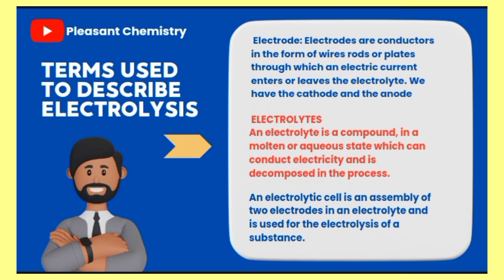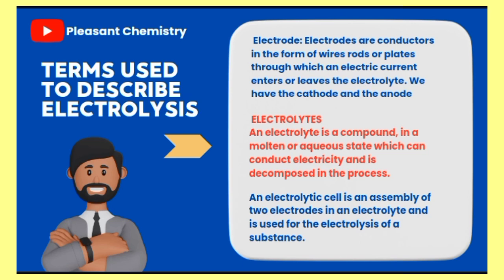All right, let's move. Let us also consider some other terms that are used in describing electrolysis. We have electrodes. What are electrodes? Electrodes are conductors in form of wires. In this case, the electrodes are not in liquid form, they are in solid form, in form of wires, rods, or plates, through which electric current enters or leaves the electrolyte. So they are just terminals through which electric current enters into the electrolyte or leaves the electrolyte.